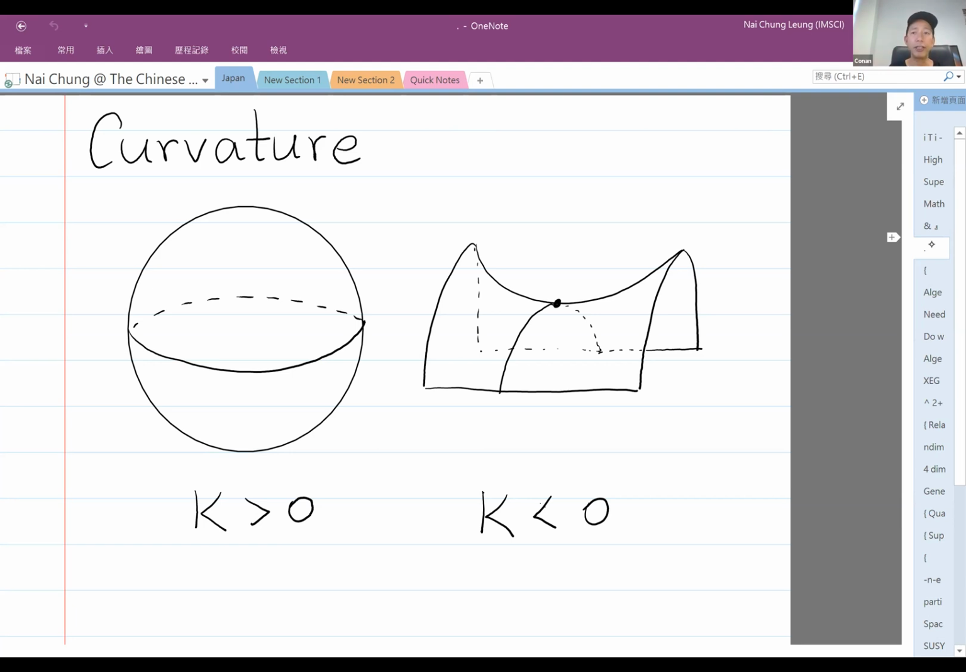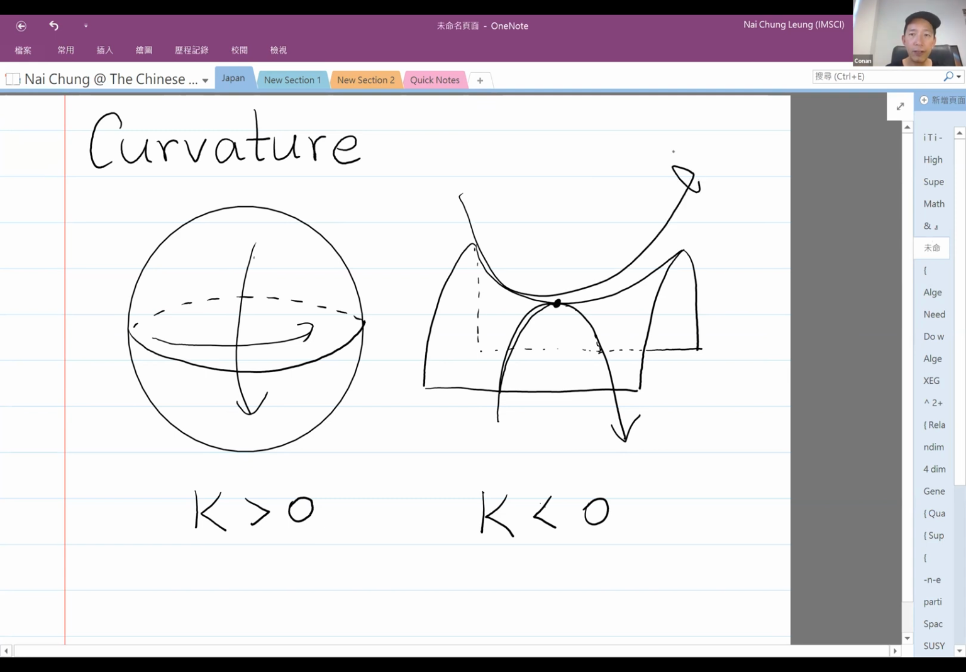So basically, curvature is measured this way: on the left-hand side it is positive, because if you go in this direction or that direction, they both curve in the same way. But on the right, one is curving in this direction, the other is curving in the reverse direction. So therefore, when you look at the product, it's negative. This is how you see that at that point the curvature is negative.